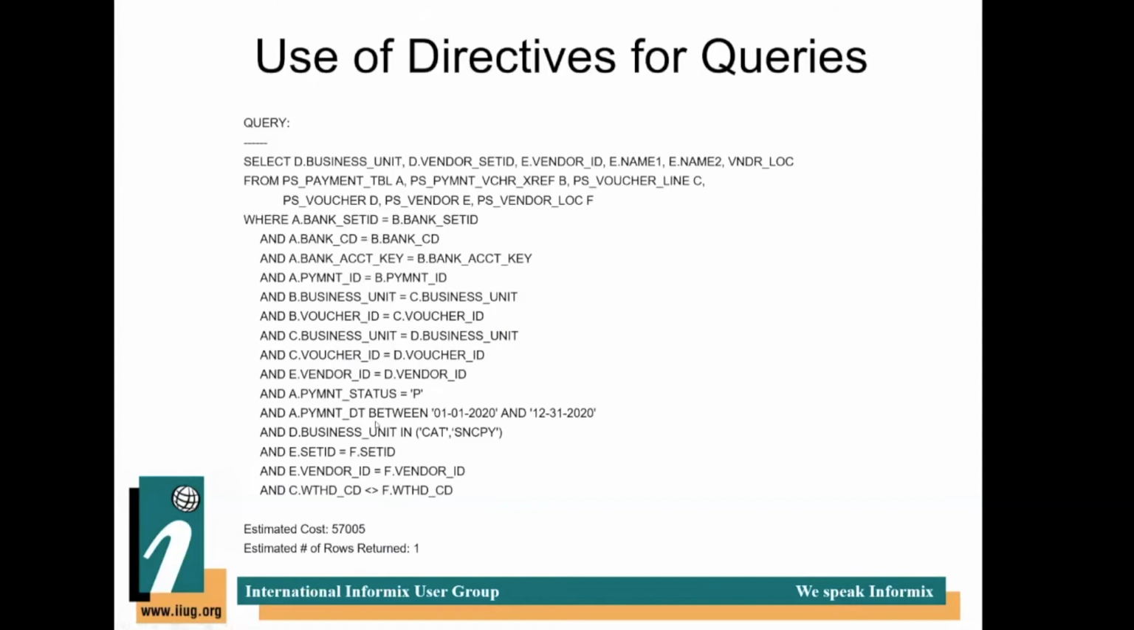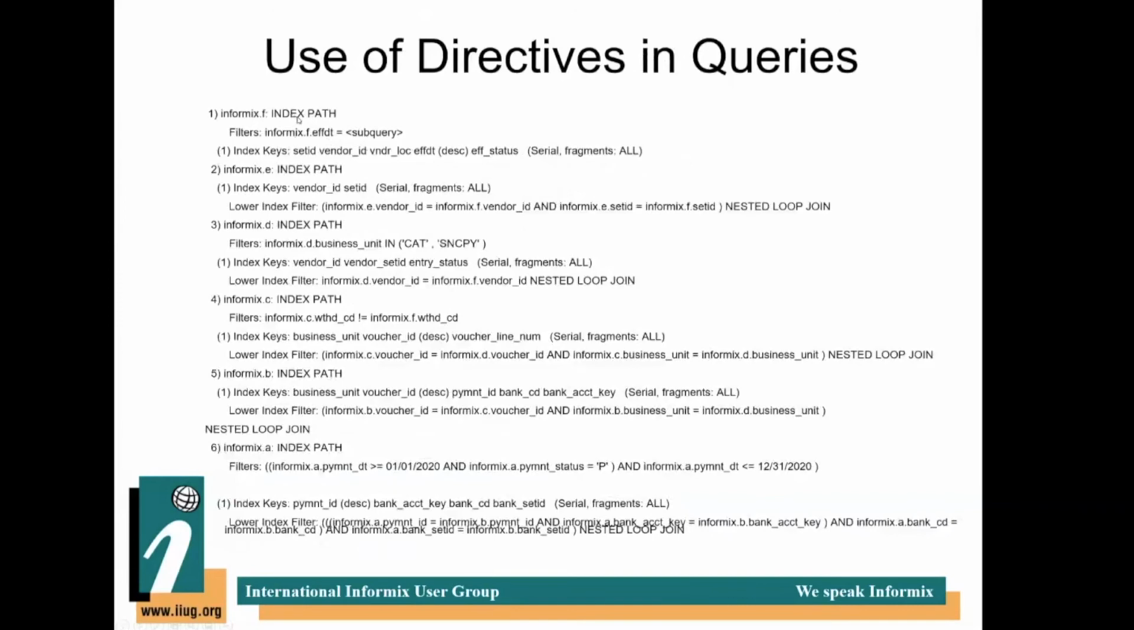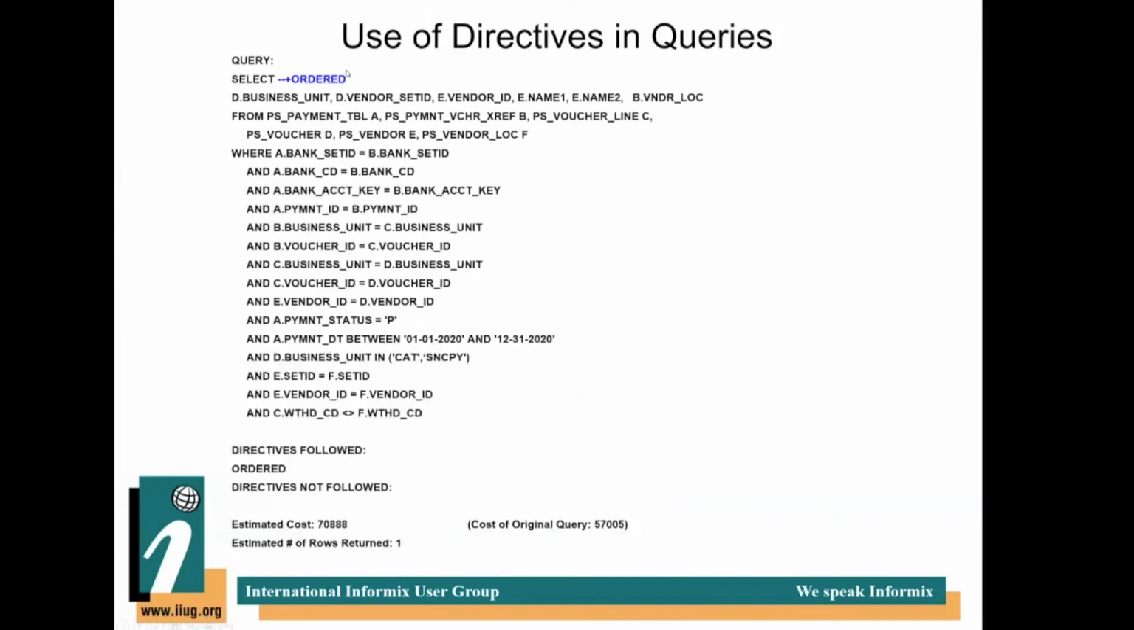So here's the original SQL statement. For example, the cost was $57,000. Again, it's not going in the order of the columns that I want, so that's why it's causing the data to come back slowly. When I change it to use an ordered directive, meaning I want the tables in the from clause to be scanned in that order, the query then came back. The cost was higher than the original one, but the query came back much quicker.